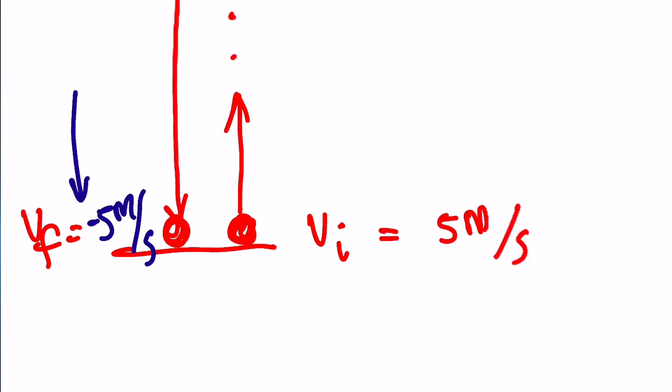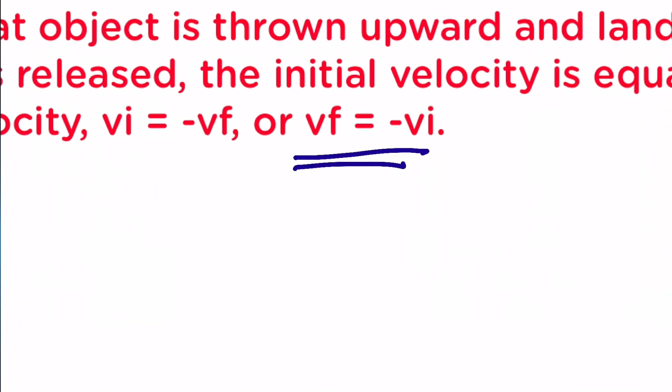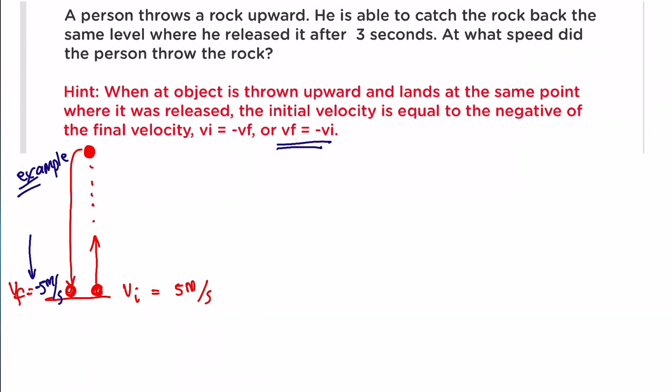And that is also given in this problem. When an object is released and lands on the same height, its final velocity is equal to the negative of its initial velocity. Now we would use this concept to solve the problem. Let me give you the equations of motion.